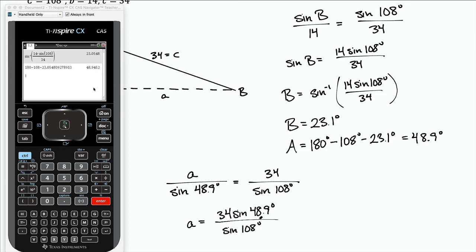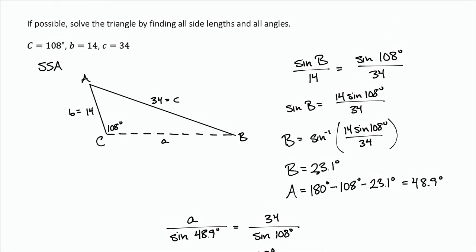And now we can go ahead and plug this into our calculator. 34 sine of that angle, I'm going to use the non-rounded form for that, over the sine of 108. And we get our side length A, about 27.0. And now we've got our triangle. We've got all three angles and all three sides.